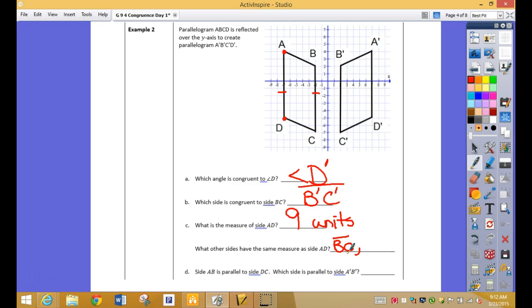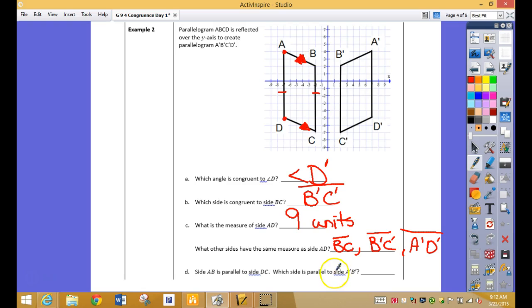Good. What are they? Yep. B prime, C prime, and one more. Yes, comma, A prime, D prime. And letter D, side AB is parallel. AB is parallel to DC. And usually it's with these little triangle marks. That's usually how it indicates that they're parallel. That's supposed to be a little triangle there. That indicates that they're parallel.